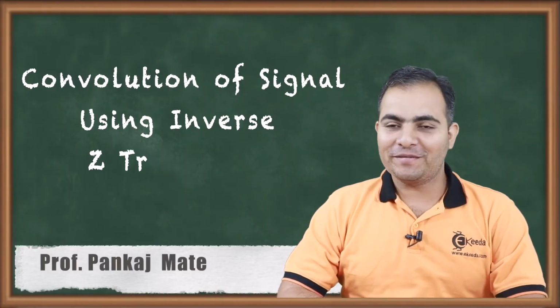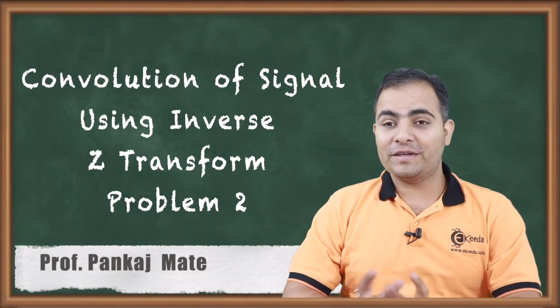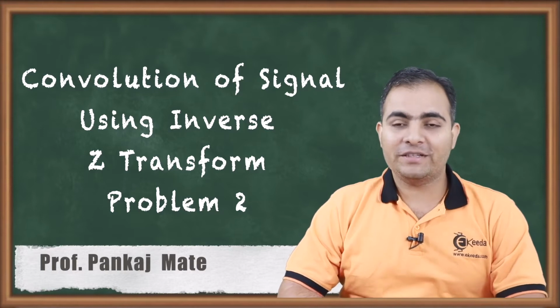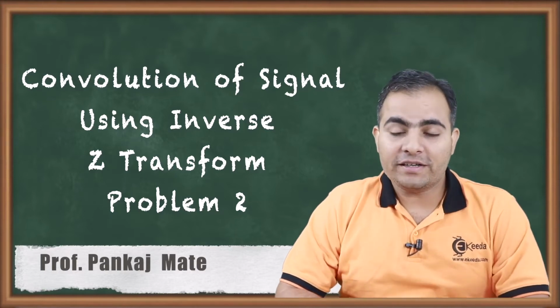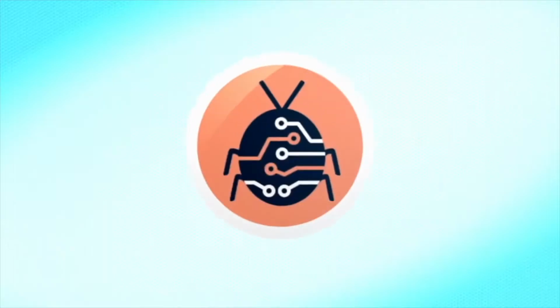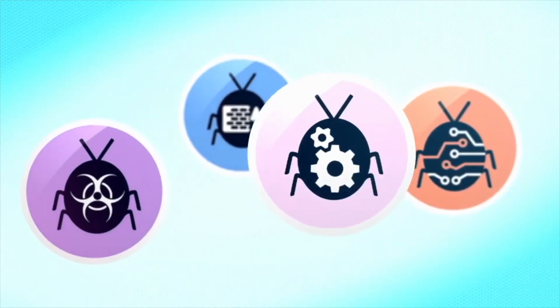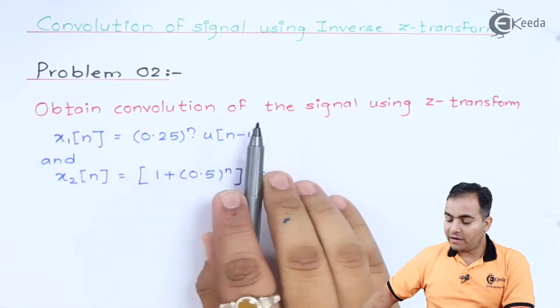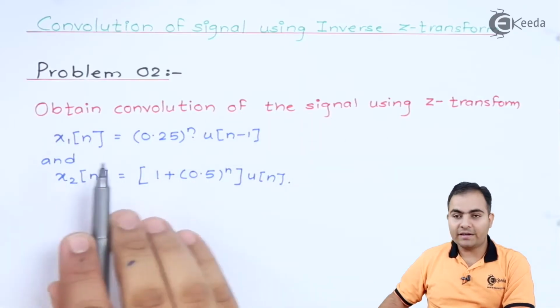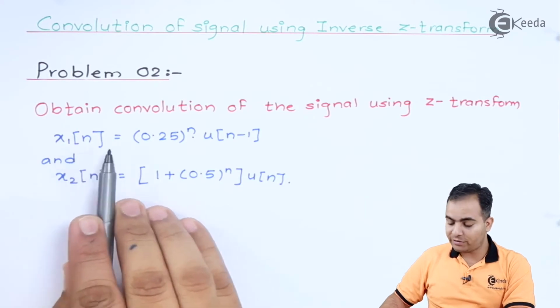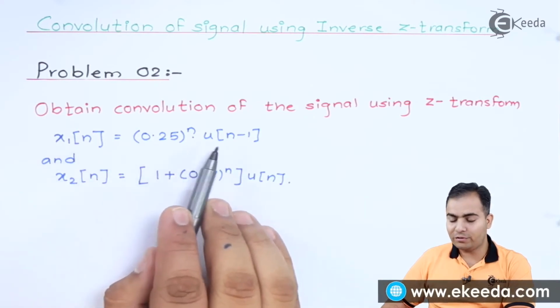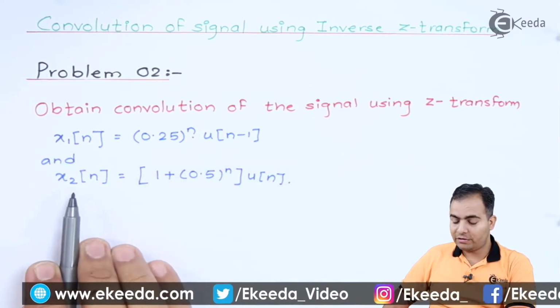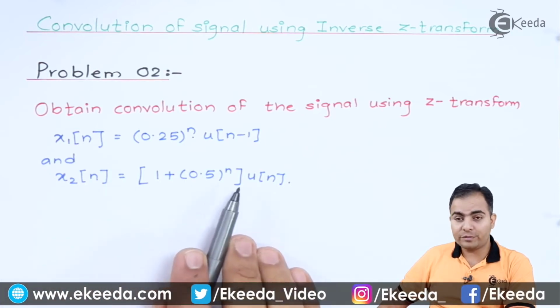Hello friends, and today we are going to study a new numerical which is based on convolution of signals using inverse Z transform. So we'll study problem number 2. Obtain the convolution of signals using Z transform, and the two signals are given. x1 of n is 0.25 raised to n u of n minus 1, and the other one is x2 of n is 1 plus 0.5 raised to n u of n.